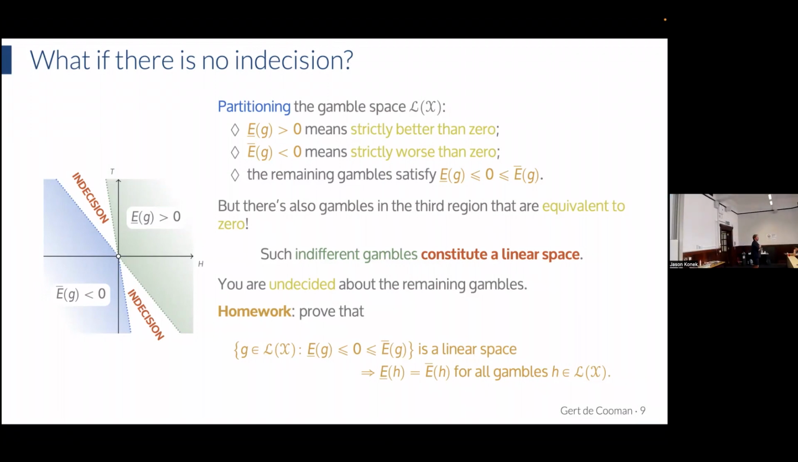I'm going to give you a hint: use the figure, use your geometrical insight to prove that. So in other words, assume that these two wedges constitute a linear space, and then do something with that linear space. Okay. So for the time being, I'm going to assume that that is something that you've all proved.